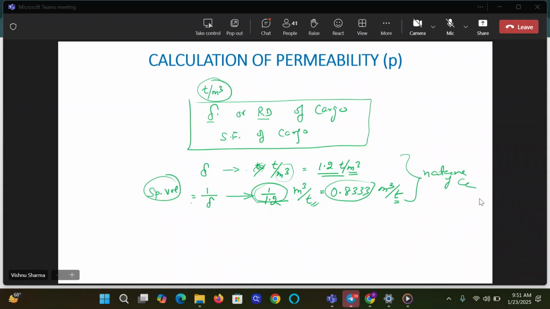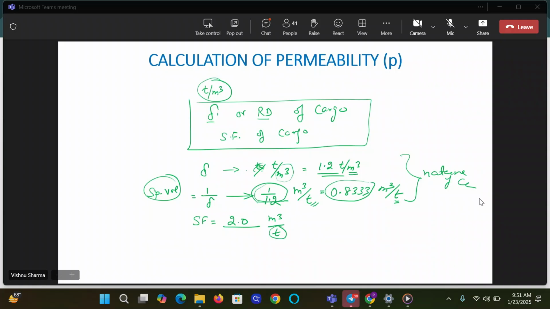Now, guys, what are the units of stowage factor, beta? Meter cube per ton. What does it mean? It means when the cargo is actually placed in the ship, let us say the stowage factor of the same cargo is 2 cubic meters per ton. That means when this cargo is placed on the ship, every ton of it ends up occupying 2 cubic meters of space. Does the cargo expand? No. Cargo will continue occupying 0.8333 cubic meter only.